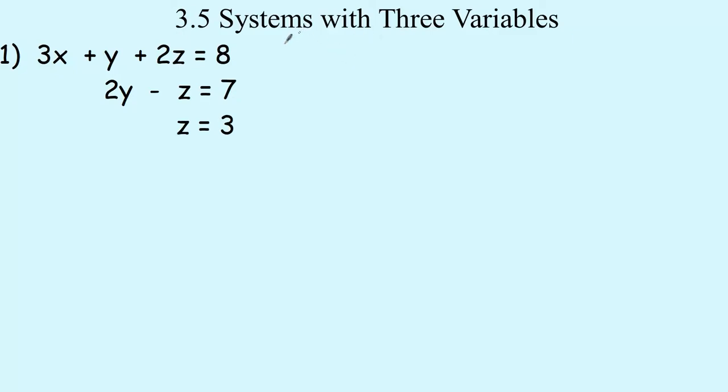Hello, today we're going to talk about systems with three variables. These are considered 3 by 3 systems, three equations with three variables. All right, so how do we solve it?